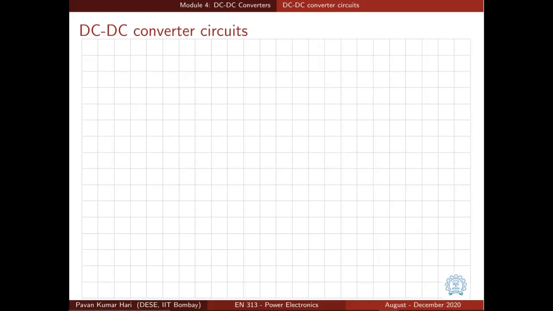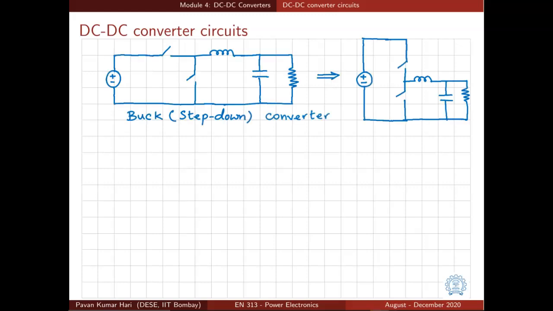Let us look at the circuits of some of the most popular dc-dc converter circuits and also the most fundamental ones. The circuit shown here has two switches, S1 and S2, and one inductor and capacitor, L and C. Vin is the input voltage, and the voltage across this capacitor and of course the resistor is the output voltage VO. This is known as buck converter or step down converter because the average value of output voltage is always less than the input voltage. We will see how it is.